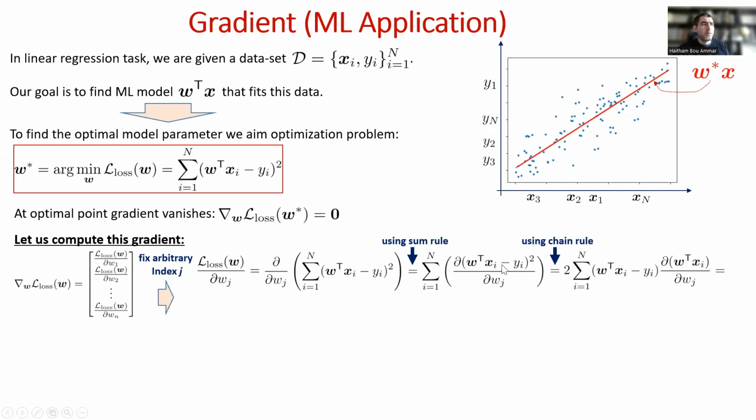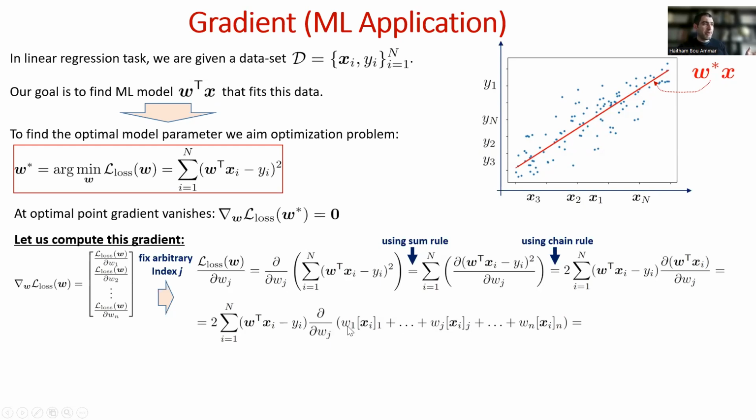So therefore, the partial derivative of w transpose xi minus yi is nothing but the partial derivative of w transpose xi with respect to wj. Nothing else. So that's why we can completely ignore yi, because this is a constant. Okay, cool. Now rewriting this. Now let's see what this partial derivative of this scalar product means.